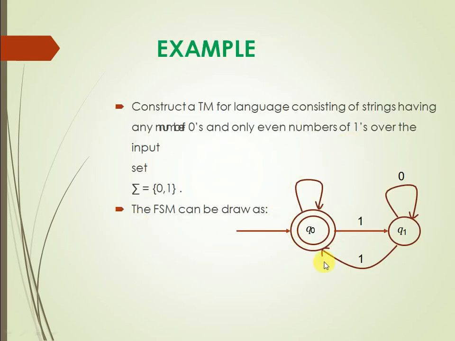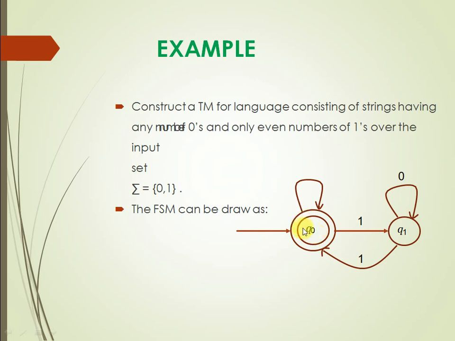Here is a simple example of the Turing machine. Let us construct a Turing machine for the language which consists of any number of zeros and only an even number of ones. Here 0 and 1 are the input. First of all, we'll draw the finite state machine for the given language. Q0 is the initial state, Q1 is the next state, and Q0 is also the final state.